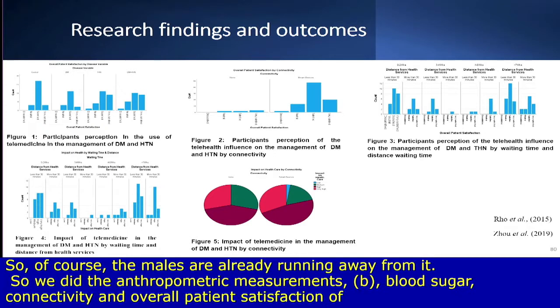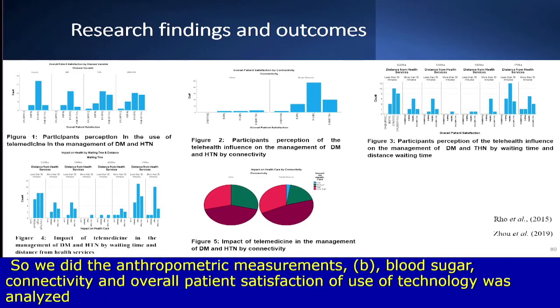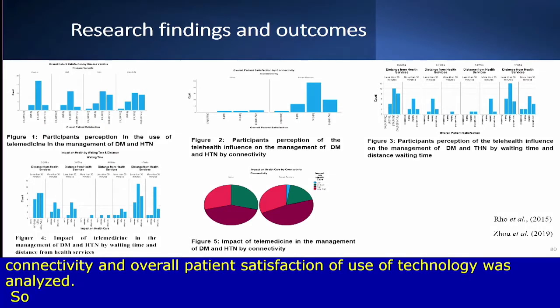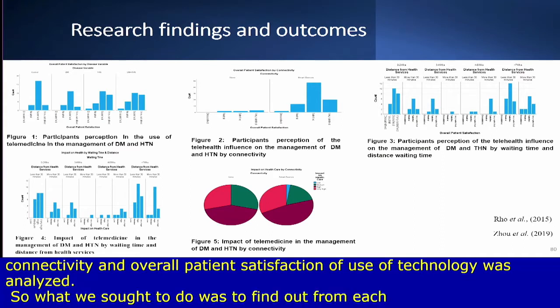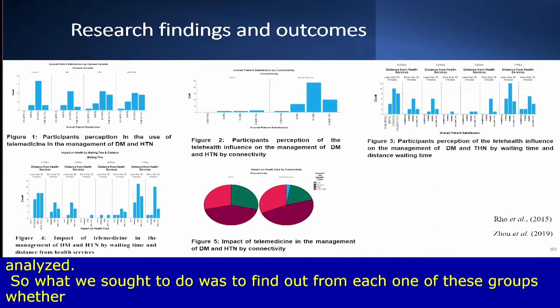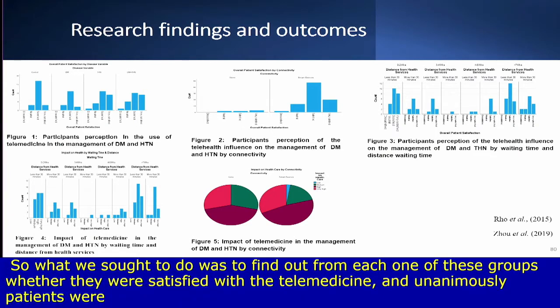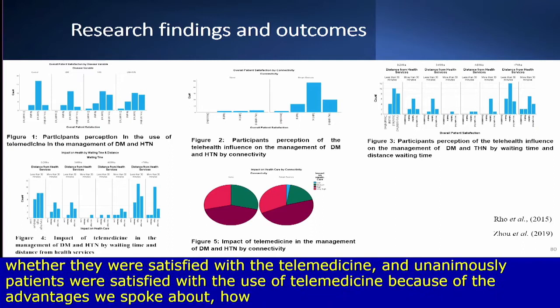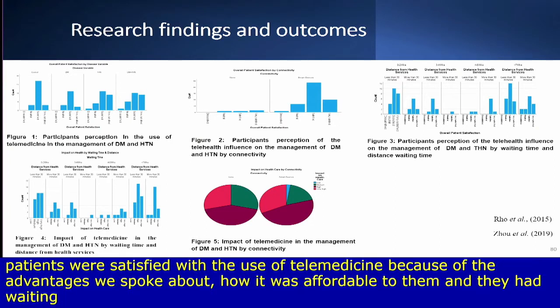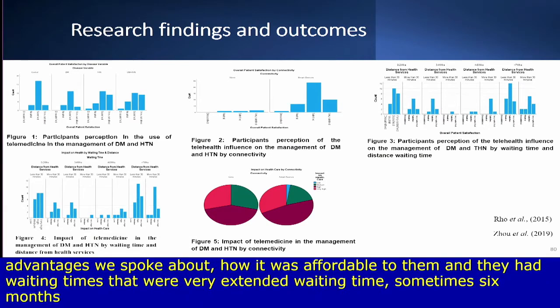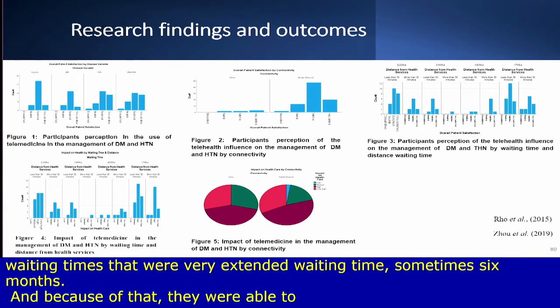So what we sought to do was to find out from each one of these groups whether they were satisfied with the telemedicine. And unanimously, patients were satisfied with the use of telemedicine because of all the advantages we spoke about: it was affordable to them, and they had very extended waiting times, sometimes 6 months. Because of that, they were able to see a physician online, and see a specialist consultation.